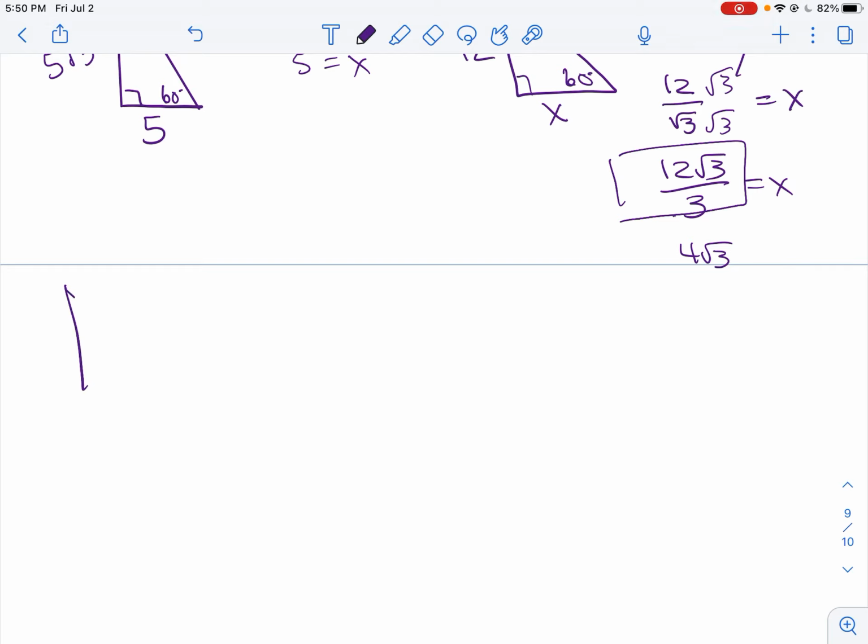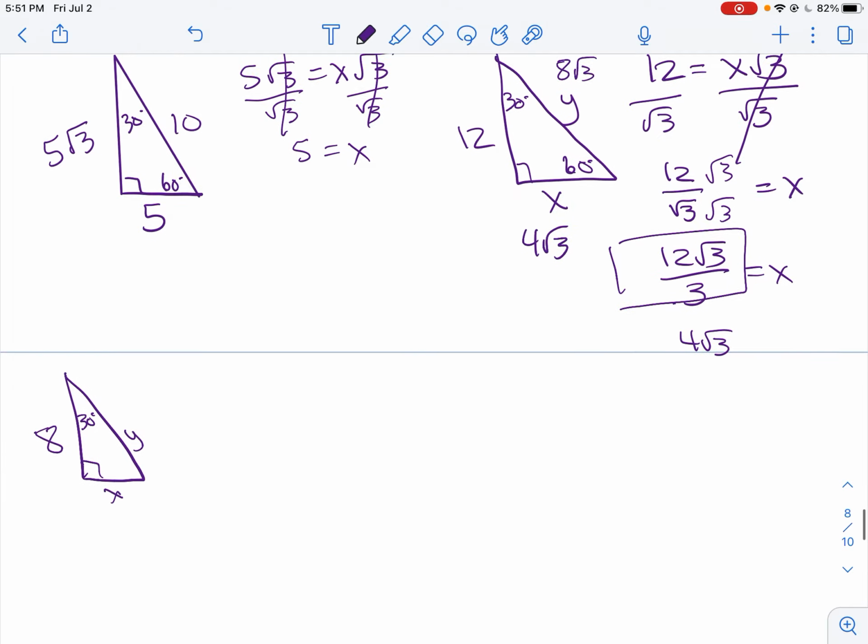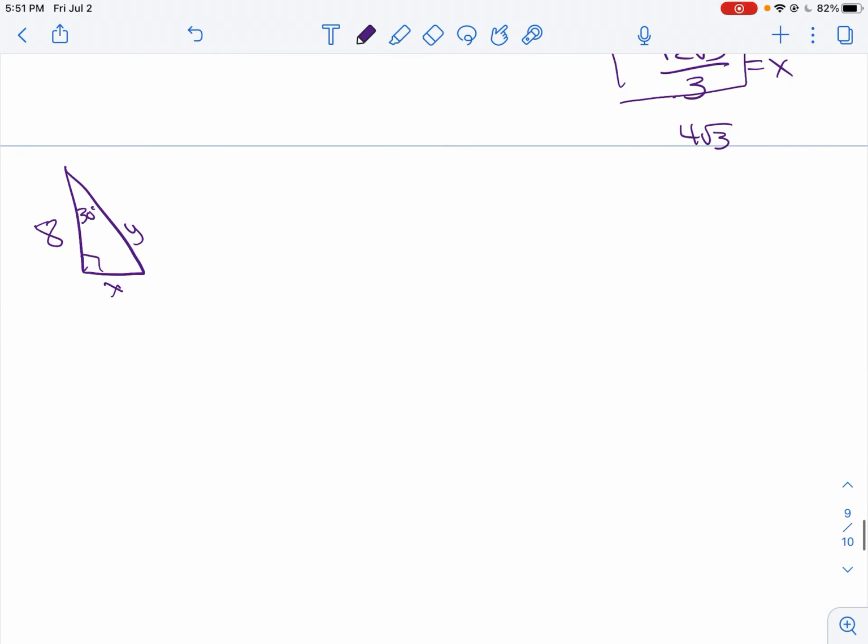So I'm going to do another triangle. And I'm going to put 8. Oh, and then, sorry, to get the hypotenuse, so this would be 4 radical 3. And if I wanted to double that, I would get 8 radical 3. Sorry about that. Forgot to find the other one.